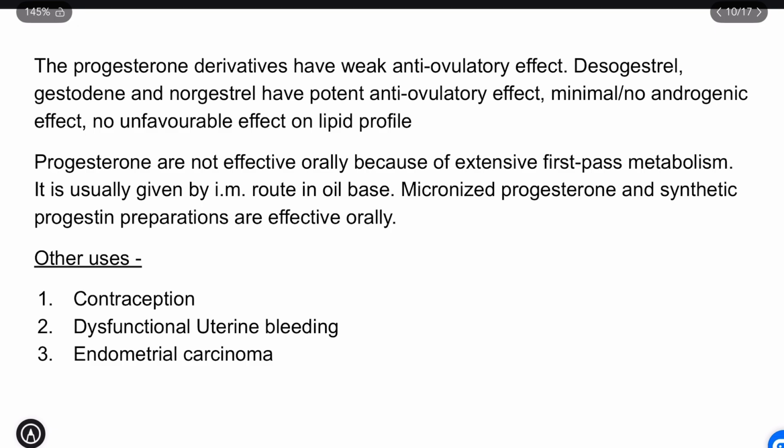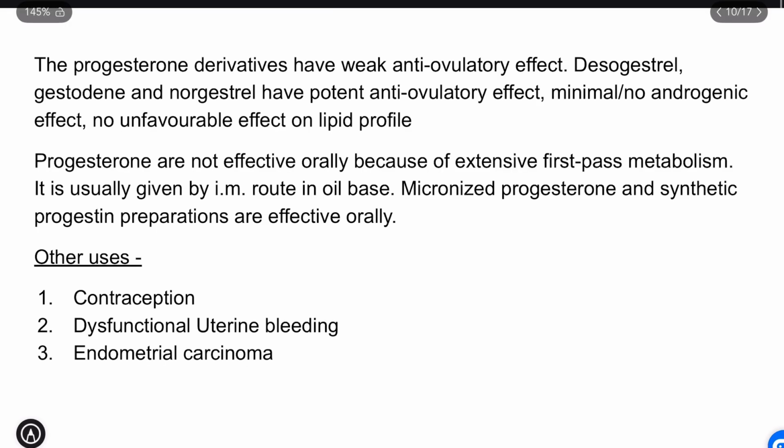Okay, so these progesterone derivatives have weak anti-ovulatory activity and they have minimal or no androgenic effect, no unfavorable effect on lipid profile. They are not effective orally. Progesterone is not effective orally. It's because of extensive first pass metabolism, so it is usually given by IM route. Okay, so other uses of these progesterone derivatives are contraception, dysfunctional uterine bleeding and endometrial carcinoma.